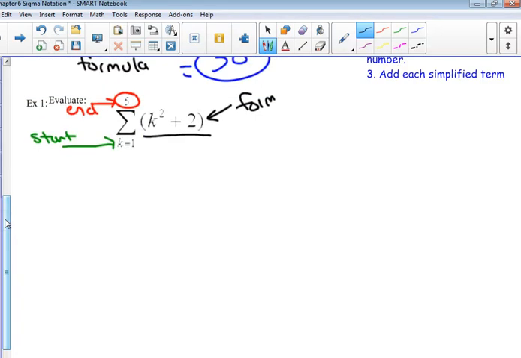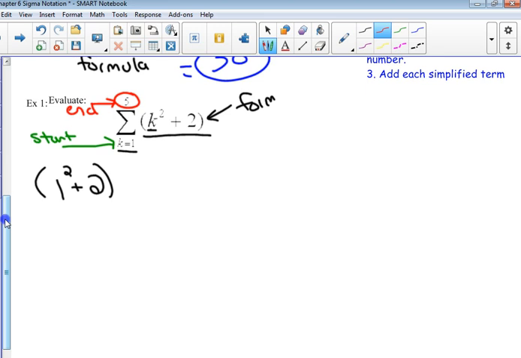Okay, so here we have our ending number, the start number, and the formula. When you guys do this out, start with whatever the bottom number is. So this means we're going to put a 1 in where we see a k. Actually show your substitution. So we're going to have a 1. Then everything else besides where you see k is going to stay the same. So 1 squared plus 2.